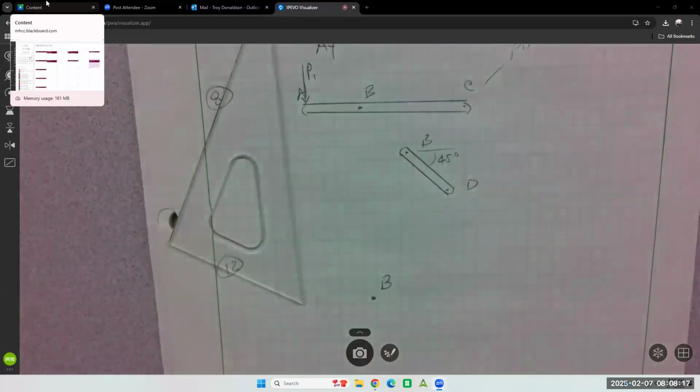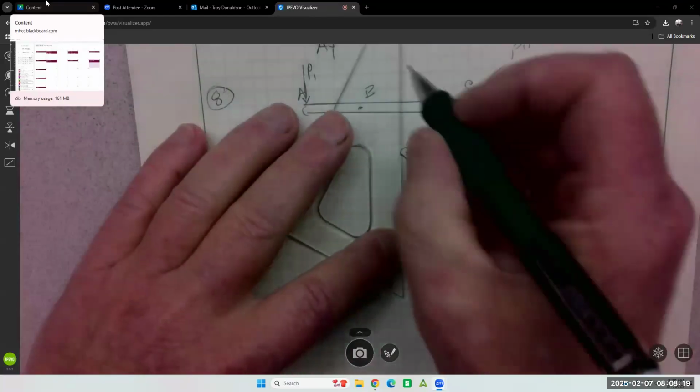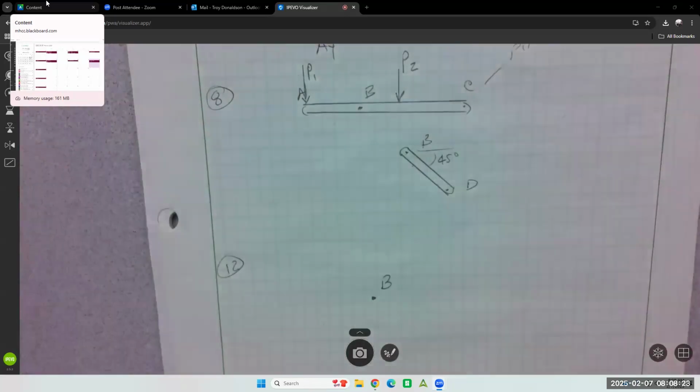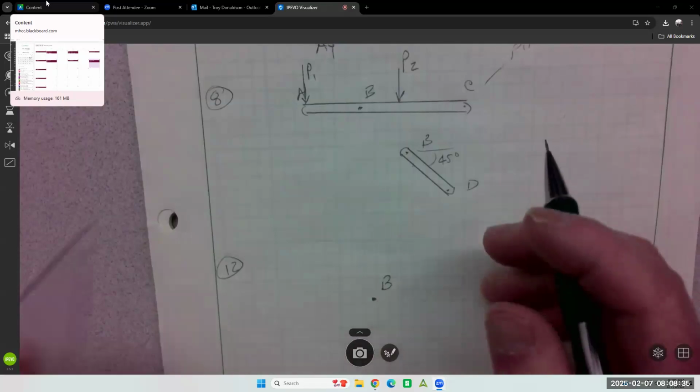P1, they labeled it, and P2. Again, if there was dimensions, we would want them on. All right. How many reactions does a pin get? I'll be saying that a lot. 2, an X and a Y, right?